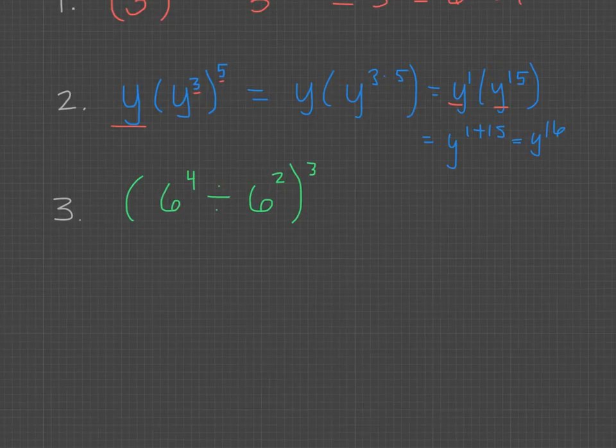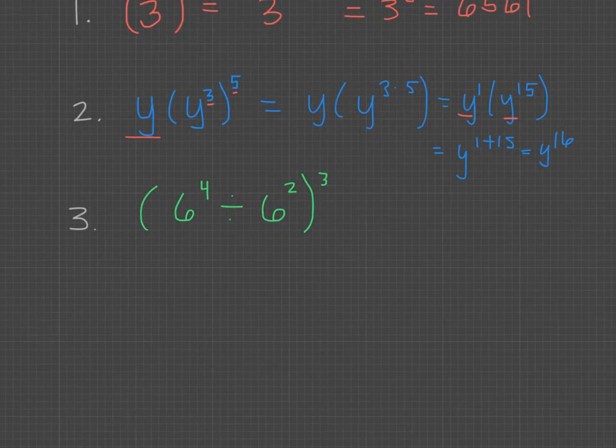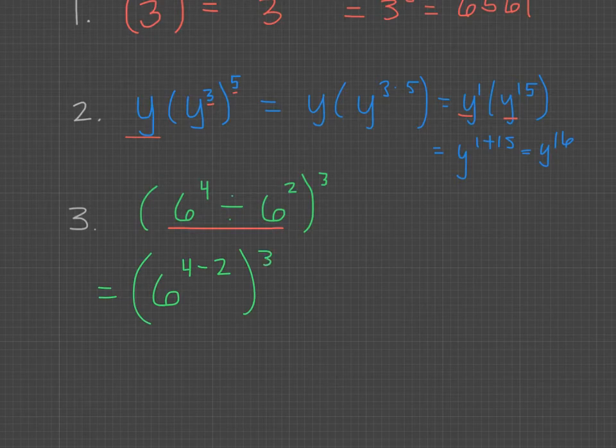Let's look at number 3 here. In parentheses, 6 to the 4th divided by 6 squared, and then that whole quantity has an exponent of 3. We're going to take care of what is on the inside first. So we've got division. We're going to use the quotient rule. We take that 6 as the base. Because it's division, we subtract the exponents. And then that whole thing has the exponent of 3. So we end up with 6, 4 minus 2 gives us an exponent of 2, and then that whole thing has an exponent of 3.